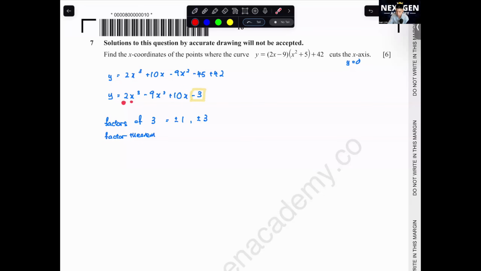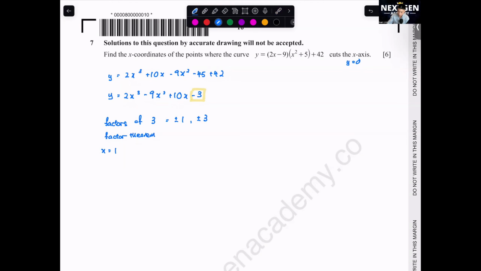2 times 1 is 2, minus 9 is minus 7, minus 7 plus 10 is 3, 3 minus 3 is 0. So our first try is already done. But you have to show it. You have to write this out.